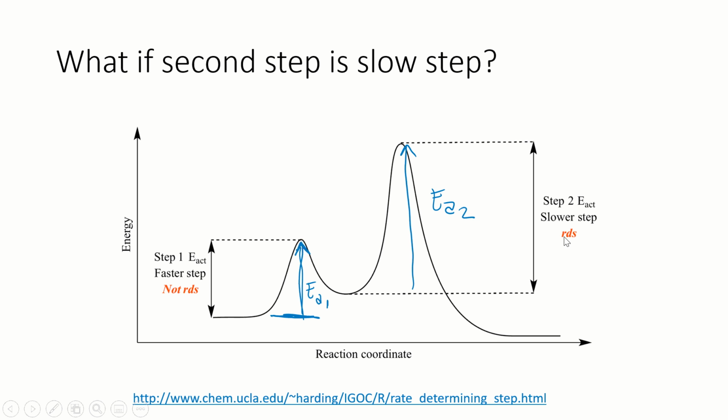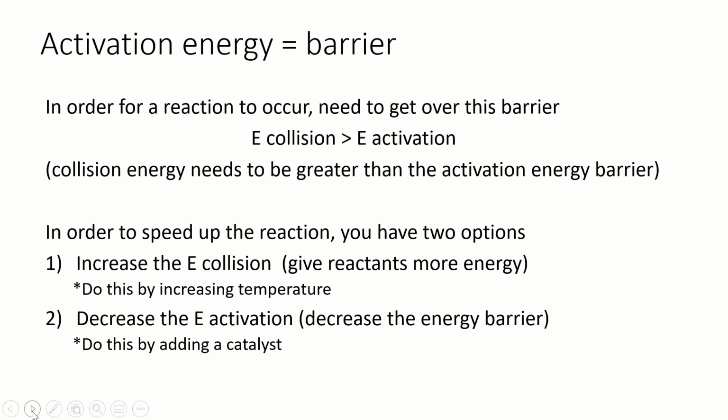If you're wondering what RDS means, some people use that shorthand for rate determining step. So it's the slow step in the mechanism. And let's think back to what we talked about earlier with collision theory and the idea of activation energy being like a barrier that your reactants have to get over in order to react and form products.